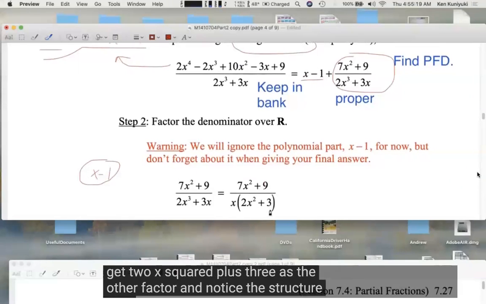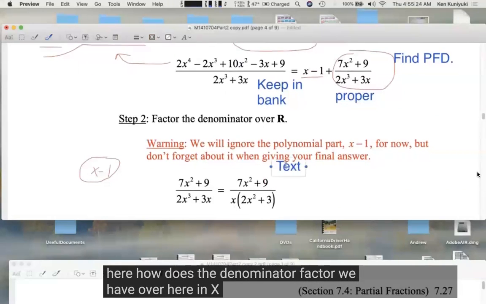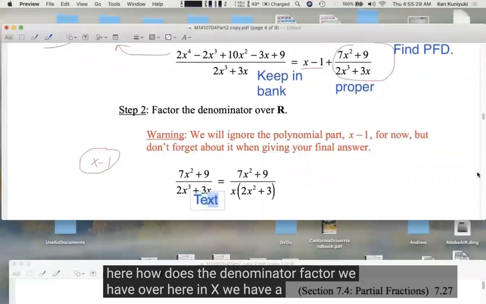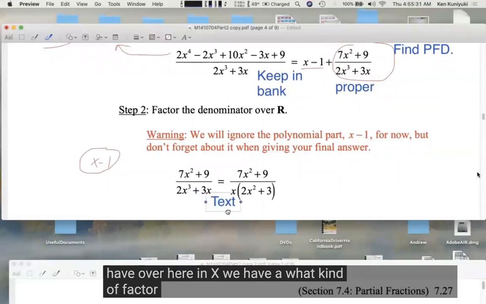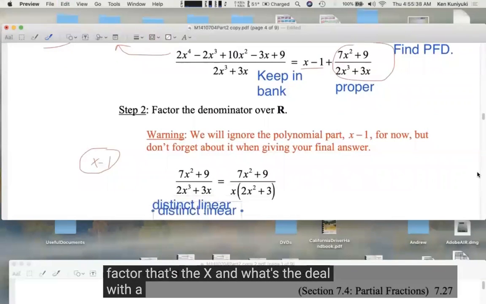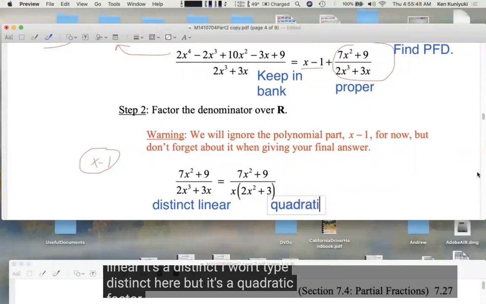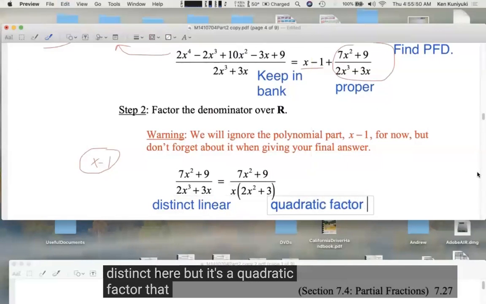And notice the structure here. How does the denominator factor? In x, we have what kind of factor? We have a distinct linear factor. That's the x. And what's the deal with 2x squared plus 3? It's not linear. It's a quadratic factor that is prime over the reals.